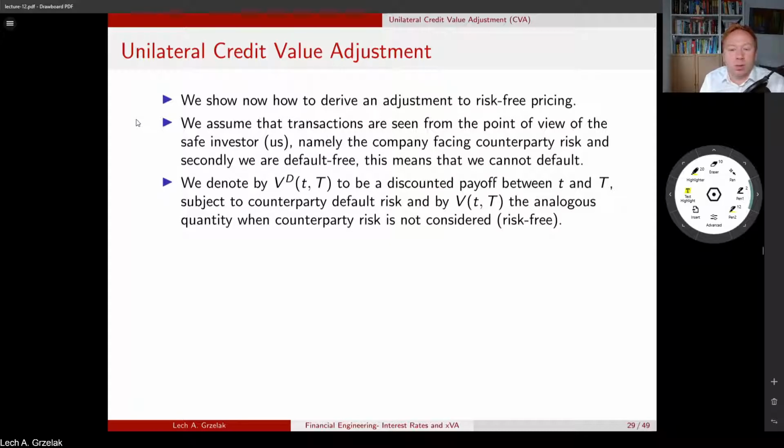So we assume that we have transactions, first of all, as seen from our point of view. So we are like a safe investor.